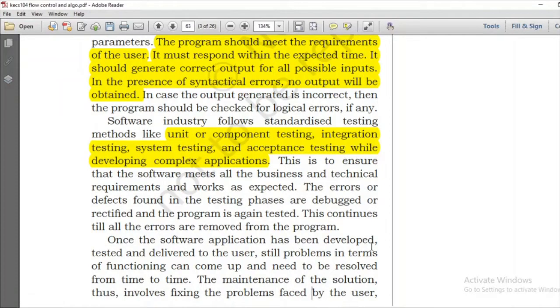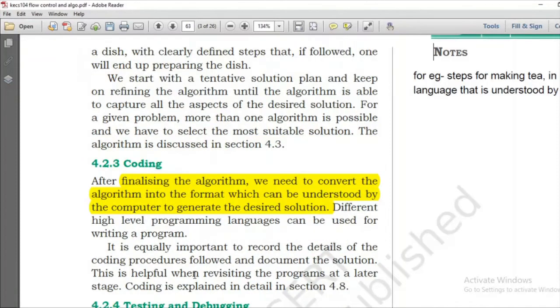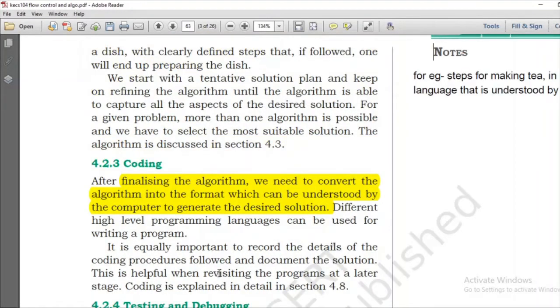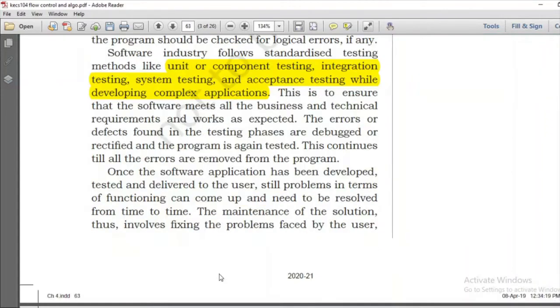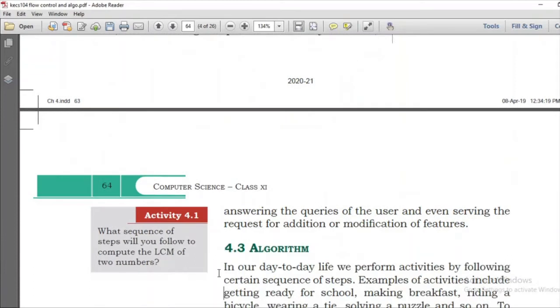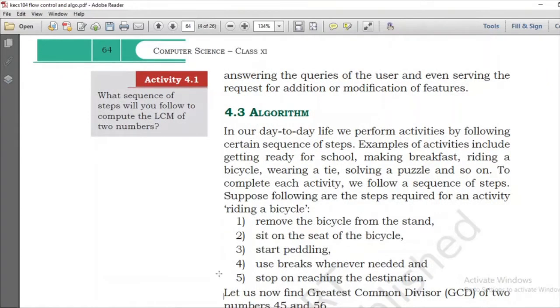Once the software application has been developed, tested and delivered to the user, problems in terms of functioning can still come up and need to be resolved. The maintenance of the solution thus involves fixing the problem. So once you have done everything from your side and tested the software, sometimes when you start using the software, certain more problems come up. So maintenance is done. What do we mean by maintenance? Maintaining it afterwards so that no problem arises. The user can contact the programmer who has developed the software. So maintenance is also an important part.